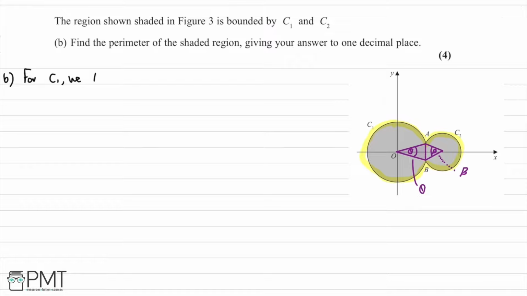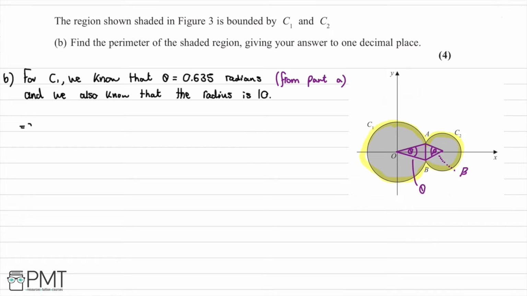So for C1, we know that theta is going to be equal to 0.635 radians. How do we know this? So we know this from part A of this question. So then how does this affect us? We also know that the radius is going to be 10.